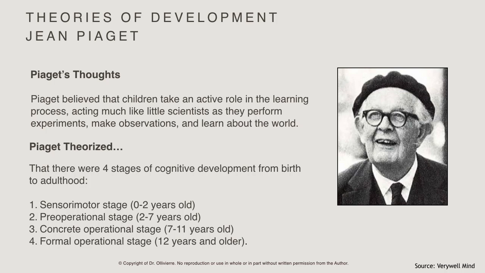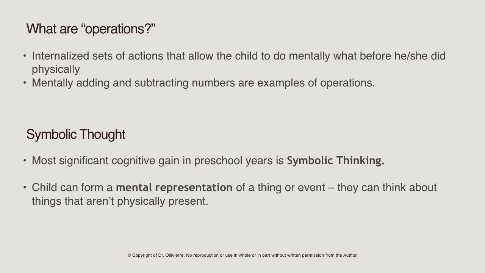So he starts with the sensorimotor stage, which is 0 to 2, the pre-operational stage, 2 to 7, the concrete operational stage, 7 to 11, and the formal operational stage, which is 12 and older. We'll look at pre-operational primarily, for 2 to 7 years, as that's the age range of our focus.